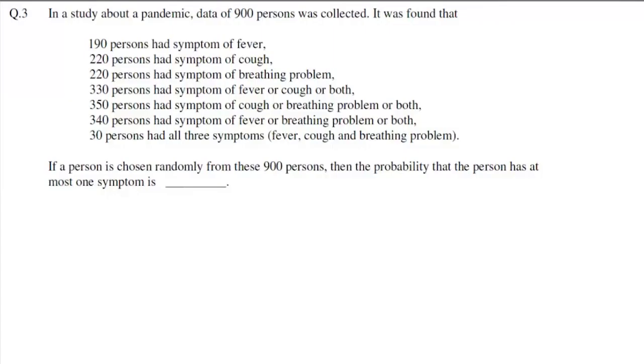And this question says, in a study about a pandemic, data of 900 persons was collected. It is found that 190 persons had symptoms of fever, 220 persons had symptoms of cough, 220 persons had symptoms of breathing problems, 330 persons had symptoms of fever or cough or both, 350 had symptoms of cough or breathing problems or both, 340 had fever or breathing problems or both, and 30 persons had all 3 symptoms: fever, cough and breathing problems. Now if a person is chosen randomly from these 900 people, find the probability that the person has at most one symptom.